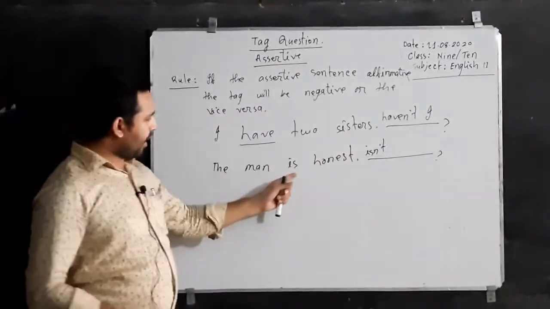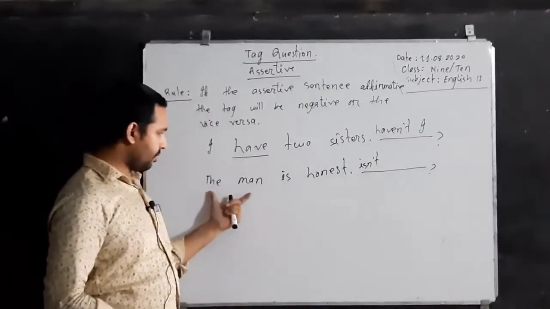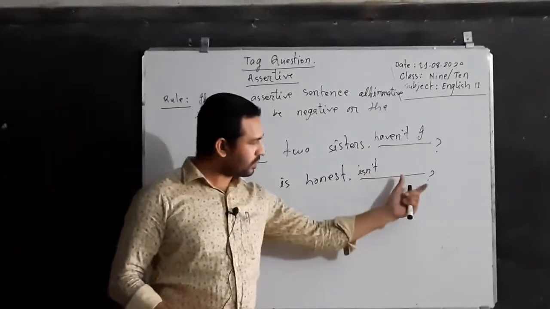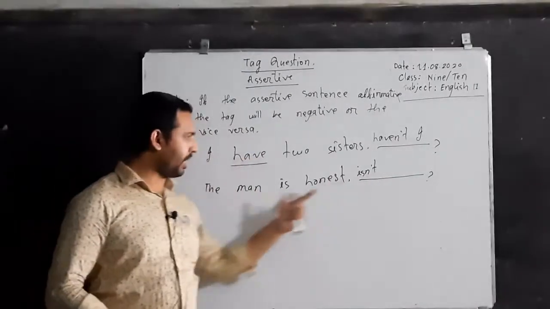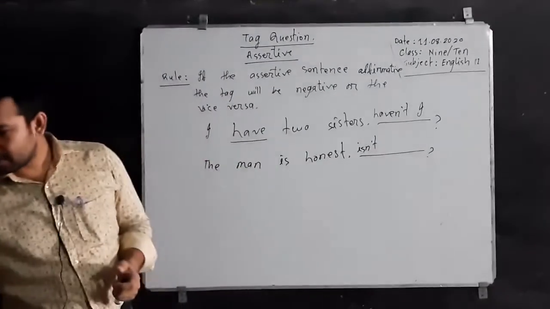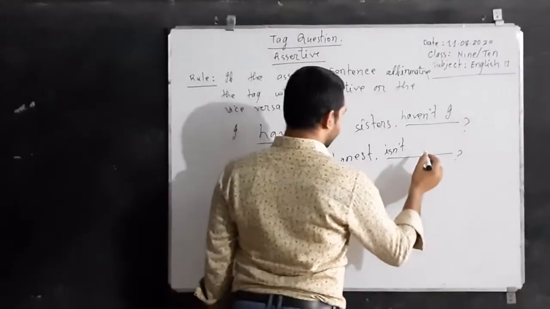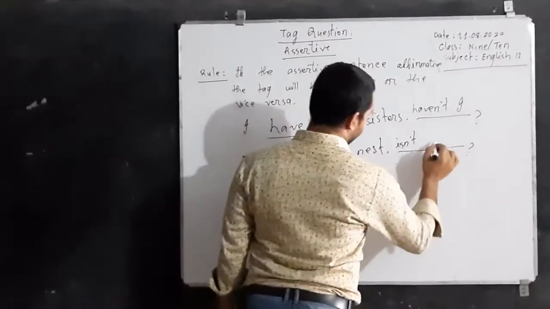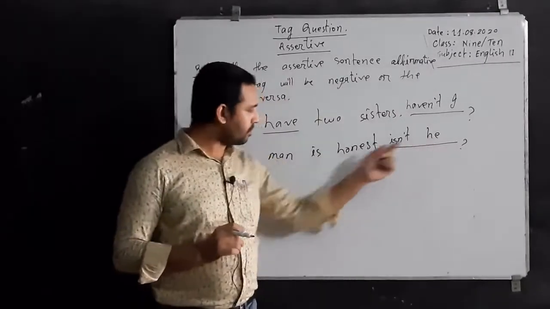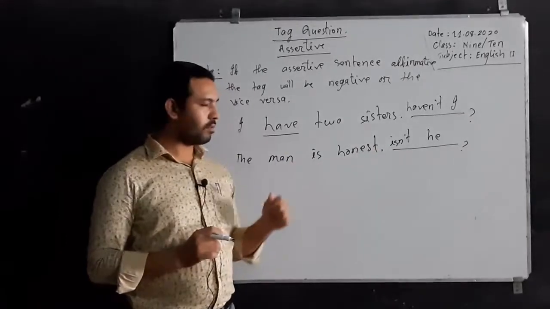Here is the verb, and we put the negative form. And what is the subject? The subject of this sentence is the man. And we cannot put the subject, the noun here. We must put the pronoun of the subject. If the subject is a noun, then we have to put the pronoun. So what is the pronoun of the man? He. He is the pronoun of man, and isn't is the negative form of is.